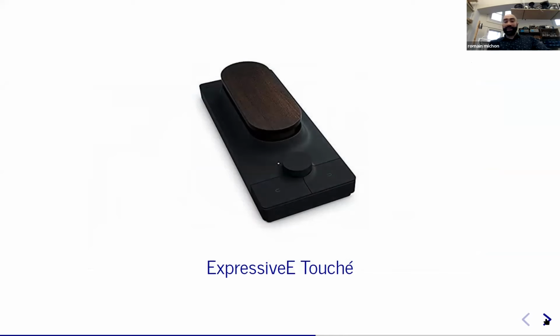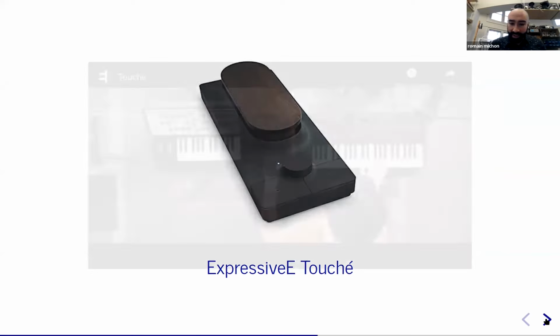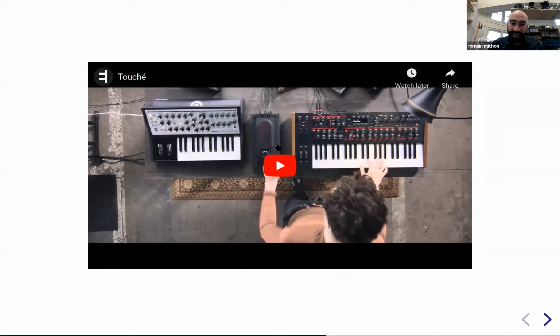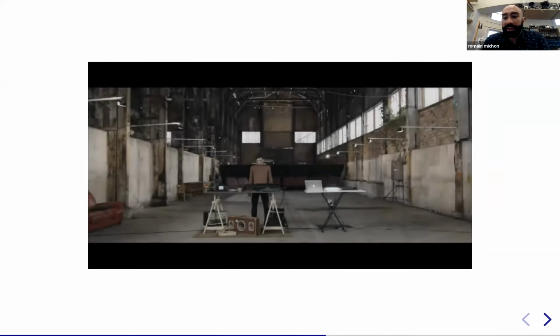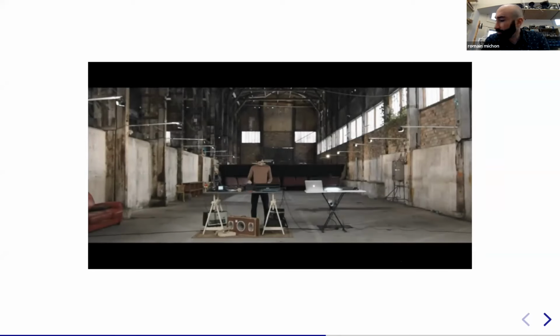Here's another one. This one is also interesting. It's called Touche. It's by a company called Expressivy, and basically Touche is this thing that you put aside of an actual MIDI keyboard. Okay, I'll play the video so that you know what I'm talking about.